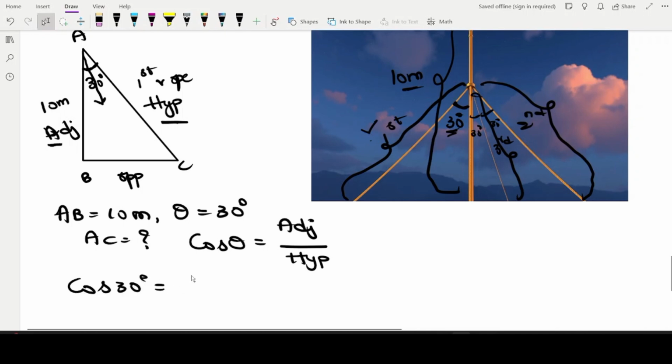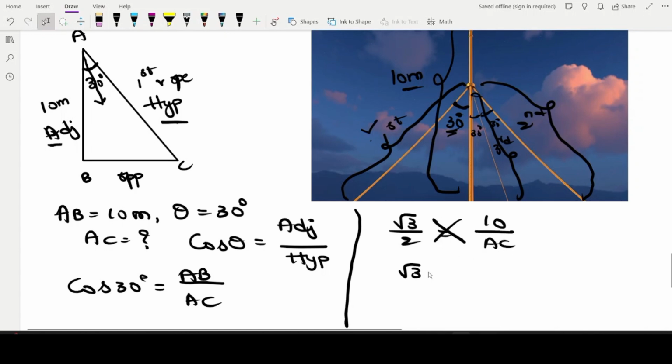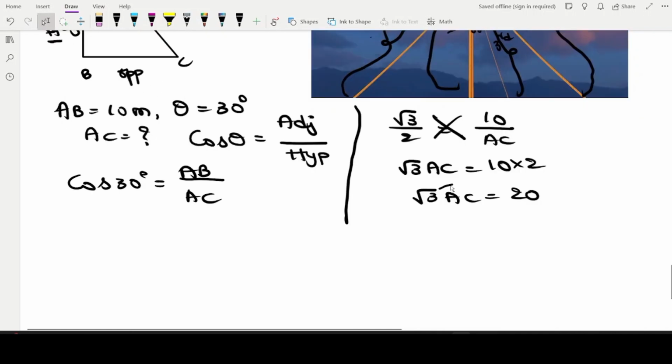Cos 30 degrees equals the adjacent side, AB, divided by the hypotenuse, AC. We know that the cos 30 degrees value is root 3 by 2, and the AB value is 10, divided by AC, which we need to find. Now cross multiply. Root 3 into AC equals 10 into 2, so root 3 AC equals 20. Now when you change the root 3 to the other side, AC equals 20 divided by root 3.